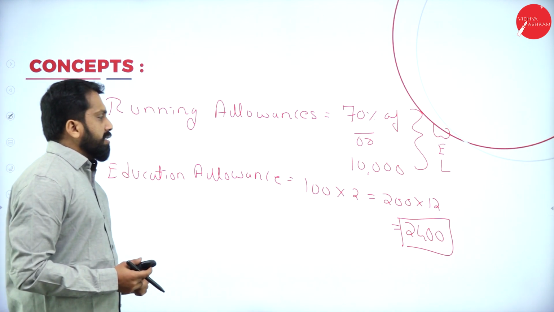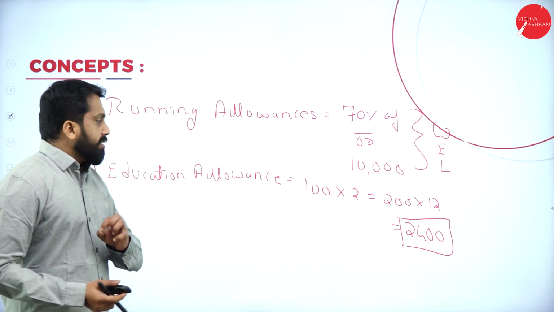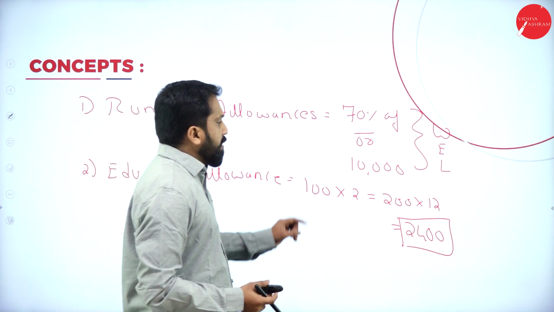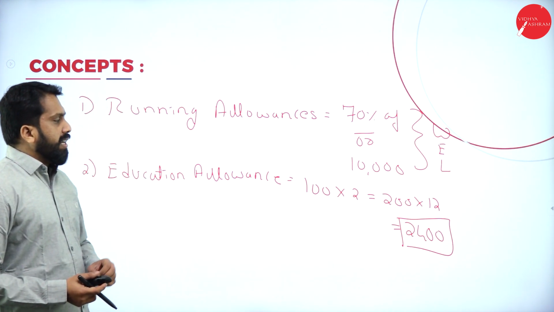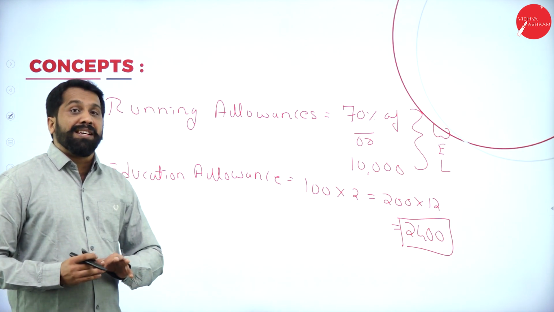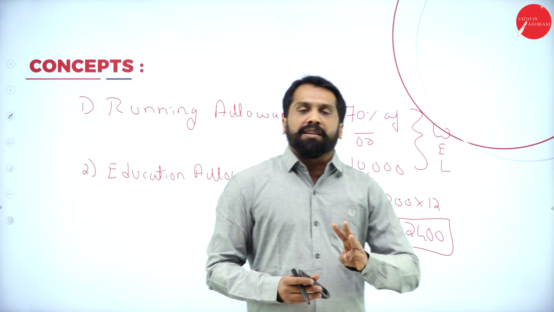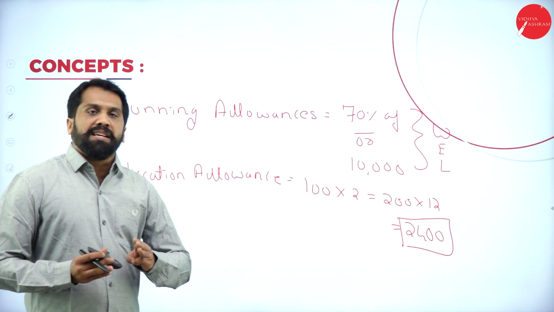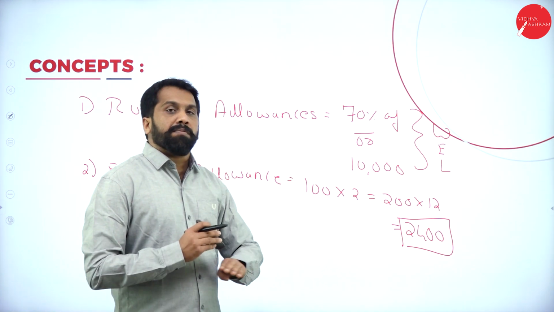Now, education allowances, 100 rupees per child. What is the maximum number of children? So, maximum is 2. 100 into 2, this will be 200. Number of months will be 12. Now, 12 into 200, it will be 2,400. Clear? Yes, 2,400 will be the basic exemption. Now, you may ask, sir, if there are three children, what will be the calculation? If there are 3 children, the calculation is very simple. As per the Income Tax Act, only 2 children are permitted. Now, if there are 3, the third one we will not calculate.